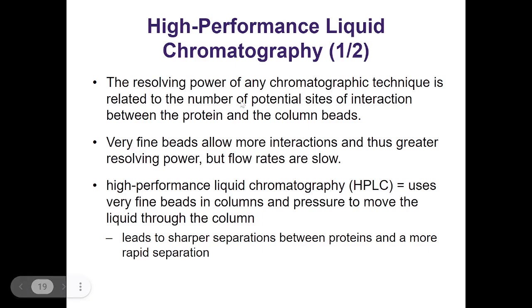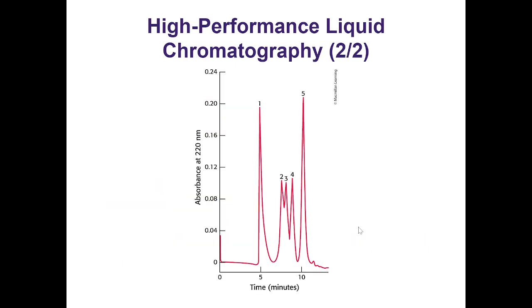And so high performance, or sometimes people say high pressure, liquid chromatography, HPLC, is going to use very fine beads in the column, but it'll have to use pressure to move the liquid through the sample to get it done in a reasonable time. If you have one of these maintained and properly set up, you can take separations that would take weeks and do them in a matter of 10 minutes. This leads to sharper separation between proteins and more rapid separations. Really, really drastic.